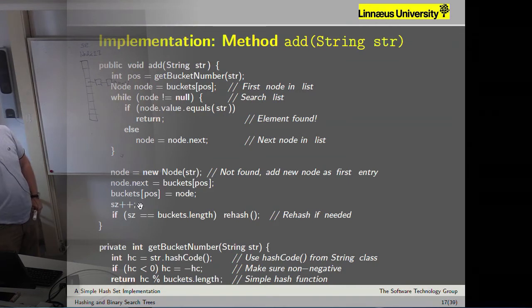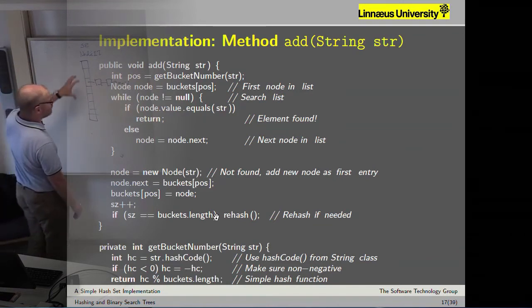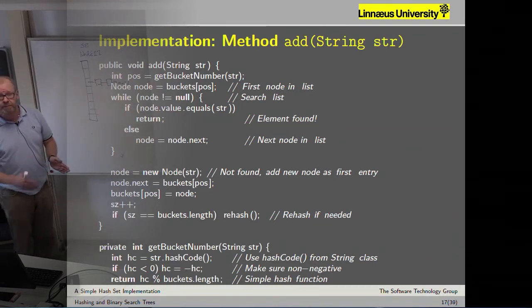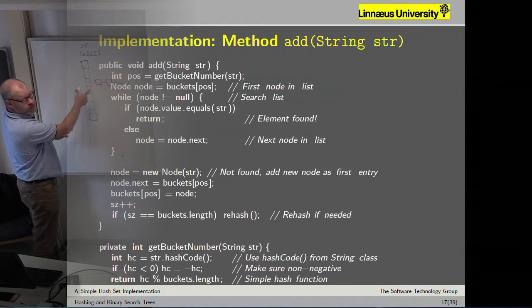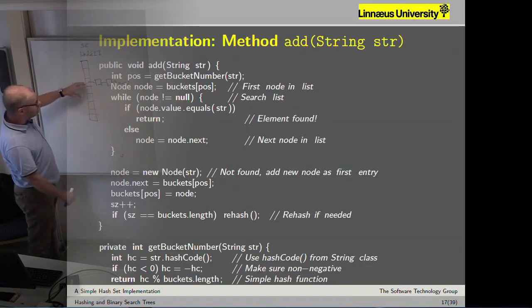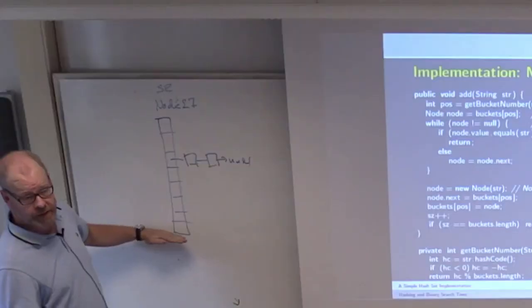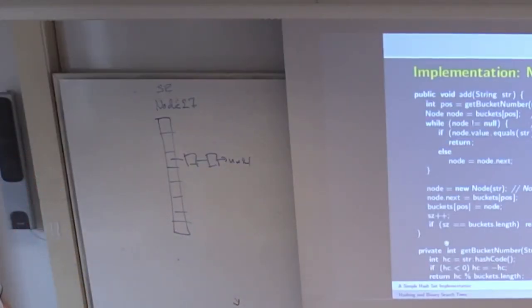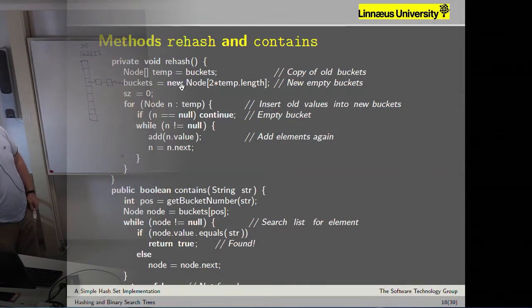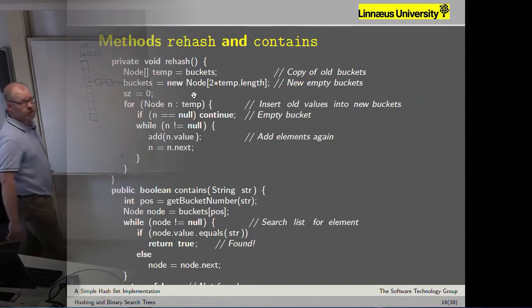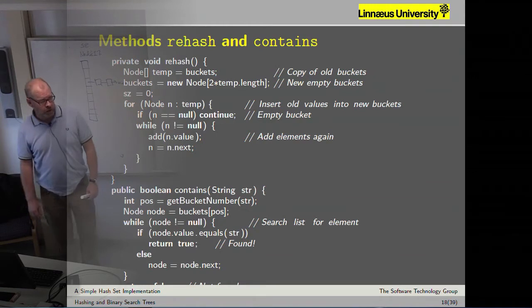We are adding it and we are increasing the size. If the size is equal to the bucket length, I said that in order to get this nice property that we can look it up in a constant fixed number of steps, the average length of the linked list should be 1. The number of added elements should be the same as the bucket size. So if I reach the bucket size, I'm calling the rehash method. The rehash method just creates a new bucket which is twice as long, and it moves all elements from the previous one to the new one. So it's called the rehashing of it.